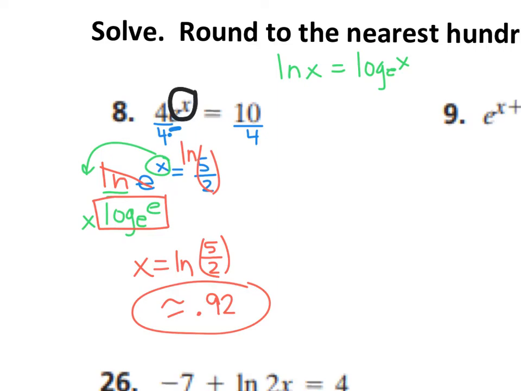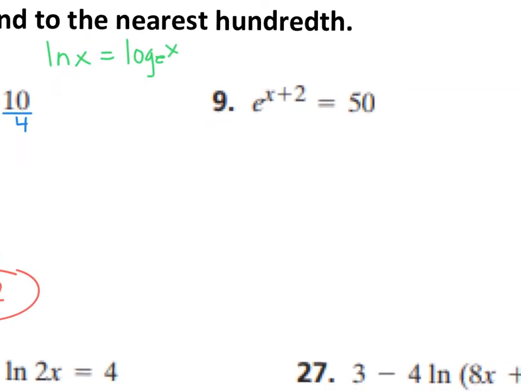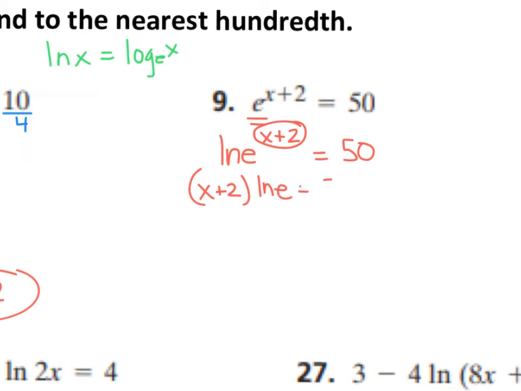Okay, number 9. We already have the base of the exponent isolated. So we can take the natural log right away of each side. So it's the natural log of e to the x plus 2 equals 50. Now, using the properties of logarithms, x plus 2 is going to go out front. And remember, the natural log of e is going to cancel out.